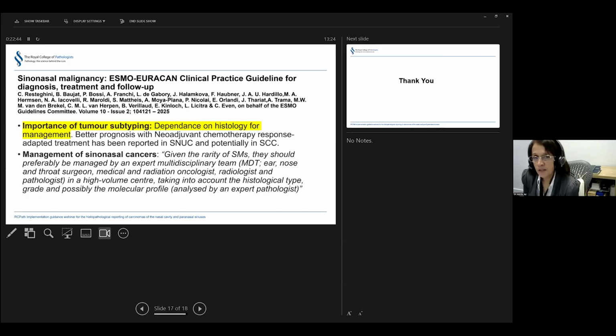And my final slide, there are some guidelines from the European Society of Medical Oncology, where they again highlight the importance of tumor subtyping, because the tumor behavior depends on the histology of the tumor, and for prognostication as well. Because the tumors are rare, it's quite important that they are managed by an expert multidisciplinary team, especially in a high volume center, and also try to refine the molecular subtype of the tumor.